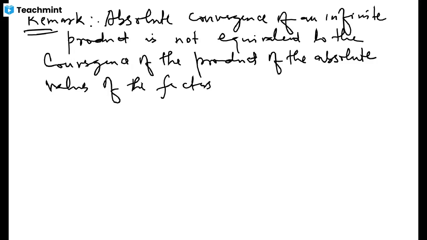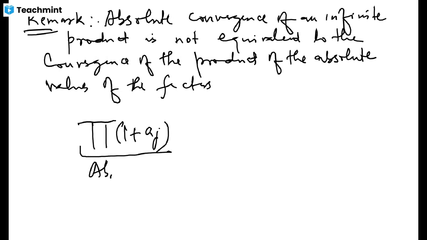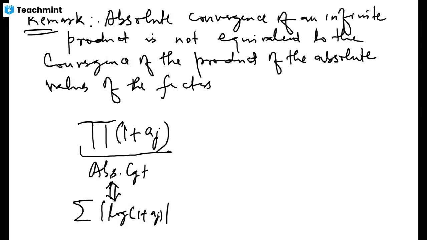So this is the thing that says that, suppose we have two situations, how you can understand it. If we have a product of (1 + a_j), and when you say that this is absolutely convergent, so absolutely convergent means this series, the sum of mod log of (1 + a_j), is convergent. This is the definition of absolute convergence.